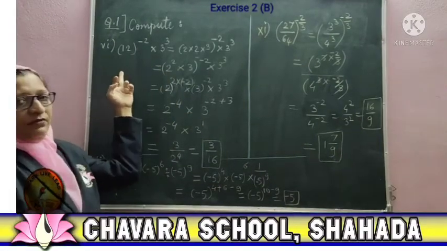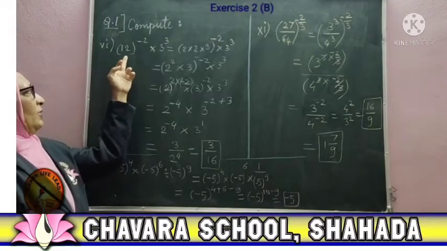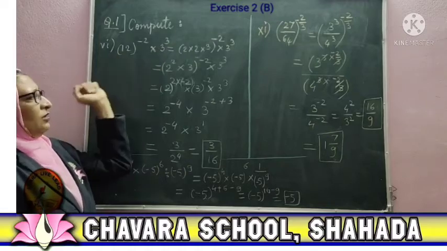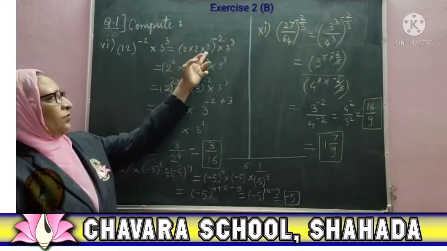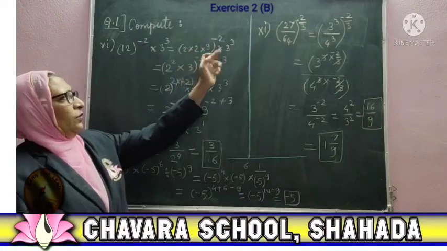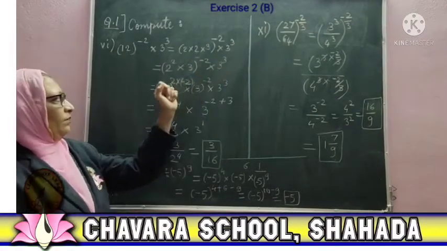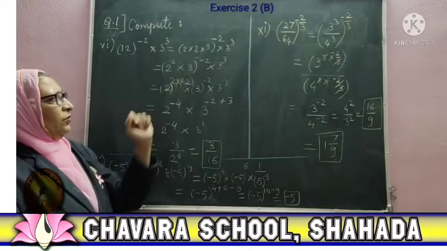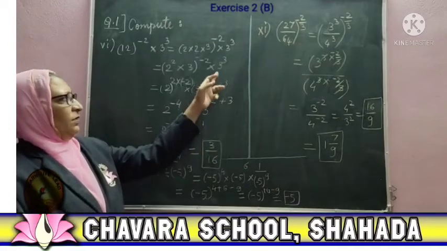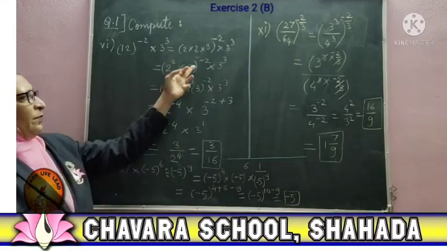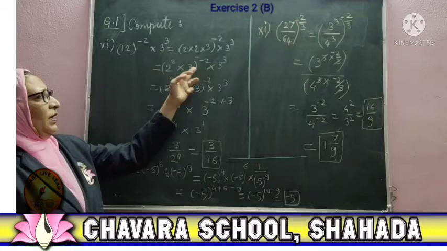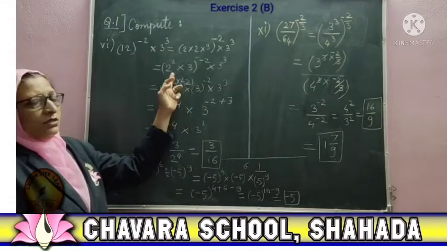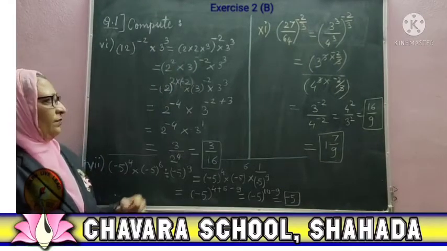In the sixth example, we are going to solve 12 to the power negative 2 into 3 to the power 3. We will write the factors of 12 as 2 into 2 into 3, to the power negative 2, into 3 to the power 3. That is, (2 to the power 2 into 3) to the power negative 2 multiplied by 3 to the power 3. Let us separate the powers: 2 to the power 2 into negative 2. Since it is the power law, we will apply it here.